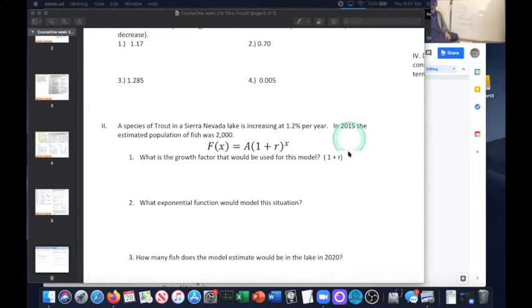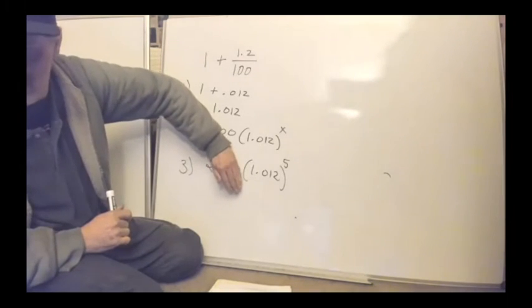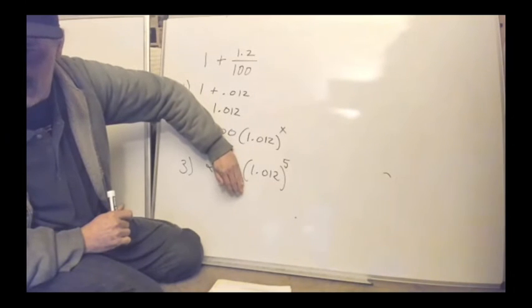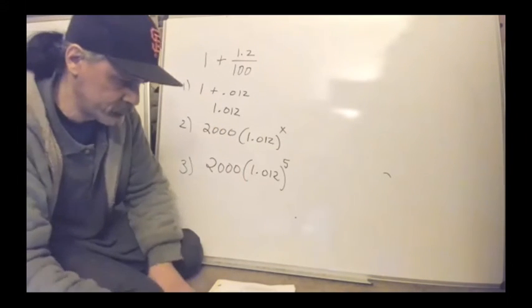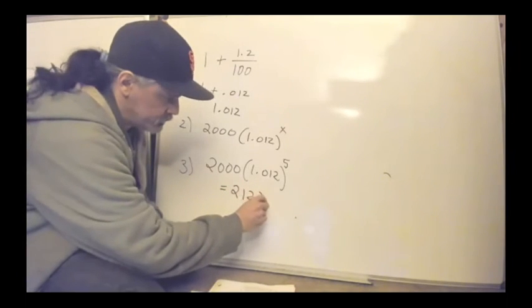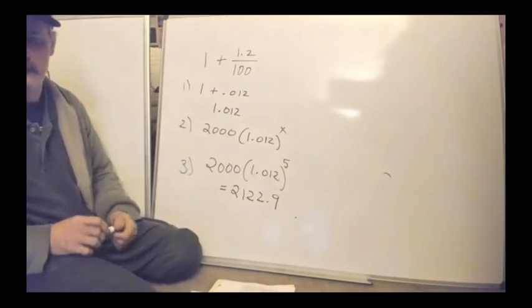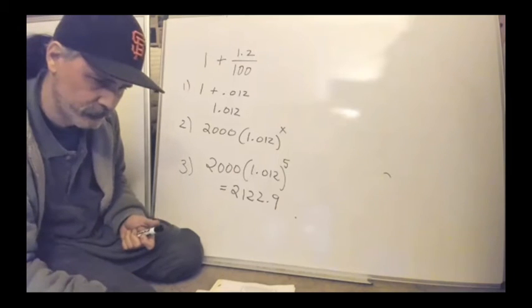Okay, 5 years later from 2015 to 2020. So that's this problem. Now, again, be careful. First, raise the 1.012 to the 5th power, then multiply 2,000. And if you want to check yourself, this is what you should get when you do that. All right, so I'll pause for a moment and we'll finish the last.